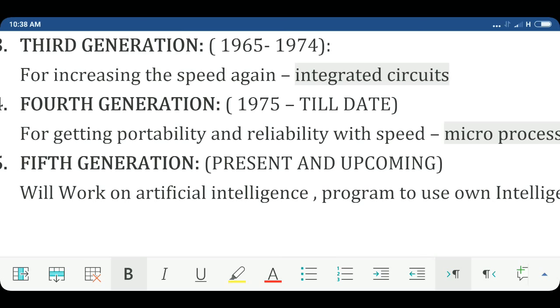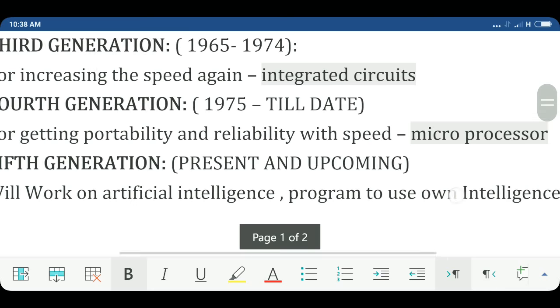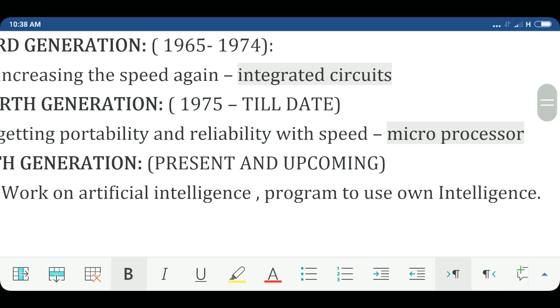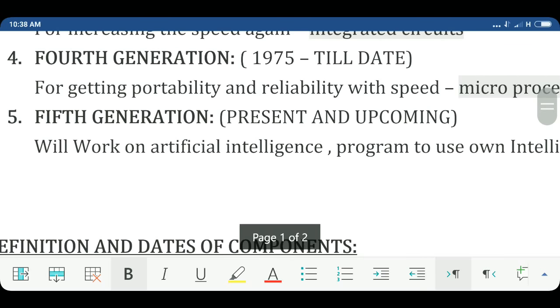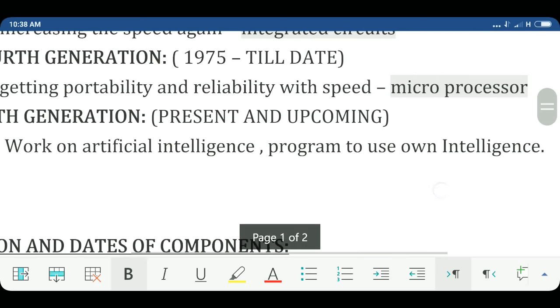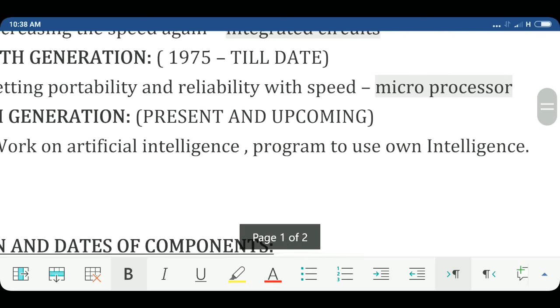And the fifth generation, present and upcoming. So what will be the future of generations? In the fifth generation, we will work on artificial intelligence, programmed to use its own intelligence. Scientists are developing those software and technologies which will be able to use their own intelligence. They can act as per their own, and do anything as per them.